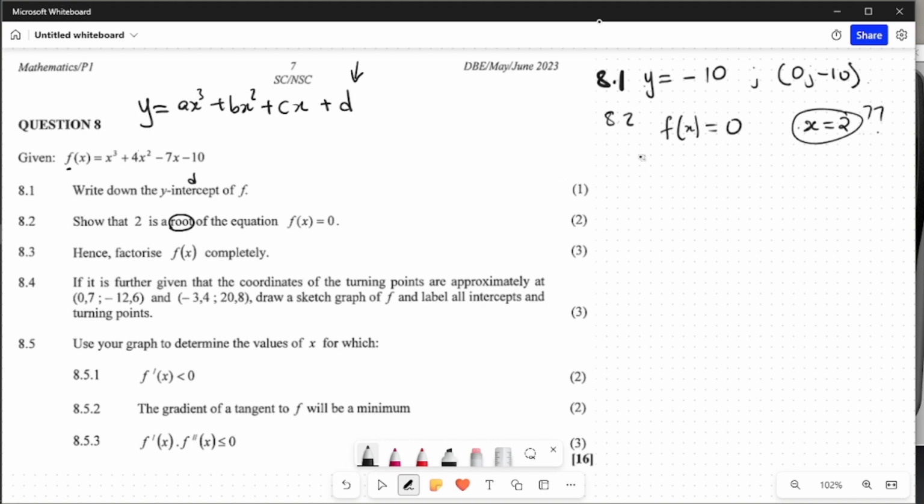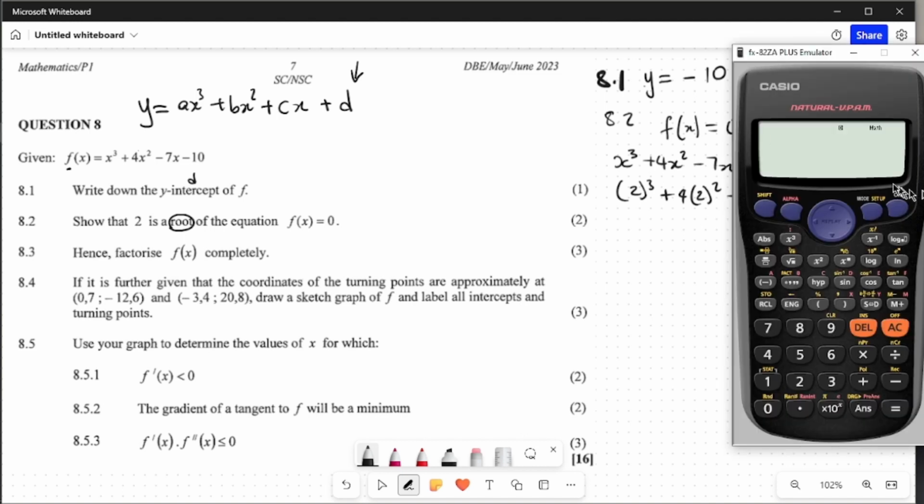In order to do that, I'm going to write down the given equation, which is x cubed plus 4x squared minus 7x minus 10. Remember, we are trying to get 0. And then you go straight to substitute, meaning our x value is 2. I will say 2 cubed plus 4 times 2 to the power of 2 minus 7 times 2 minus 10. This must give us 0.